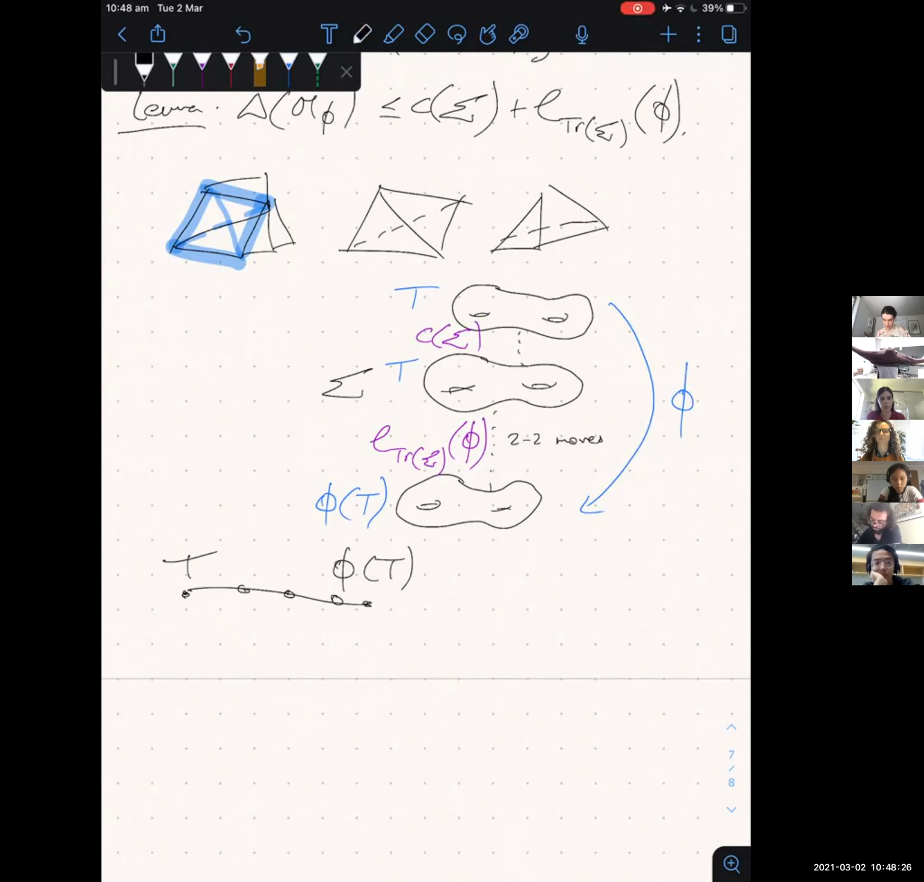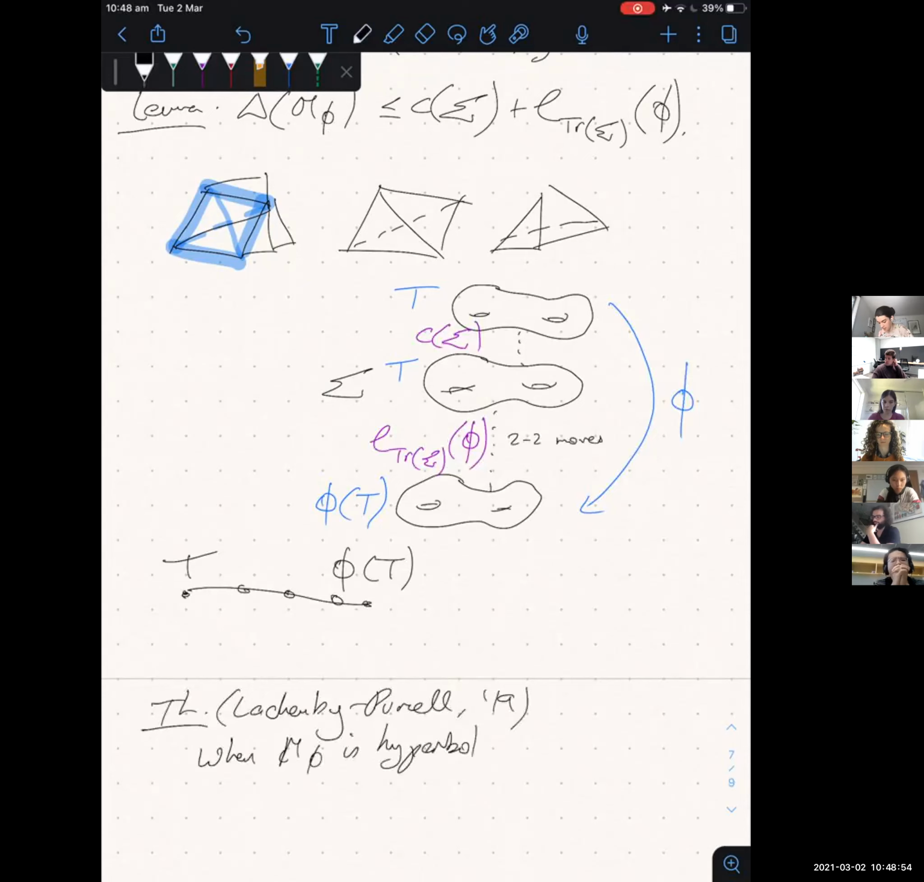So in my last 2 minutes, one thing that you might hope is that this naive thing is a good way of doing stuff, that actually it isn't so bad. And in fact, this is the case. This was proved, I guess, 2 years ago now, which is that when your mapping torus is hyperbolic, which really I'm saying that phi is pseudo-Anosov, but I don't really want to define that.